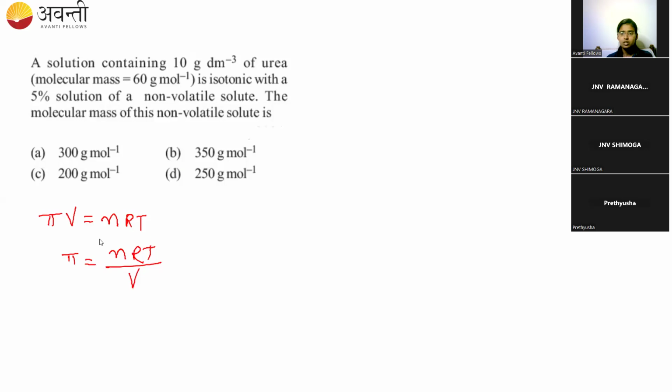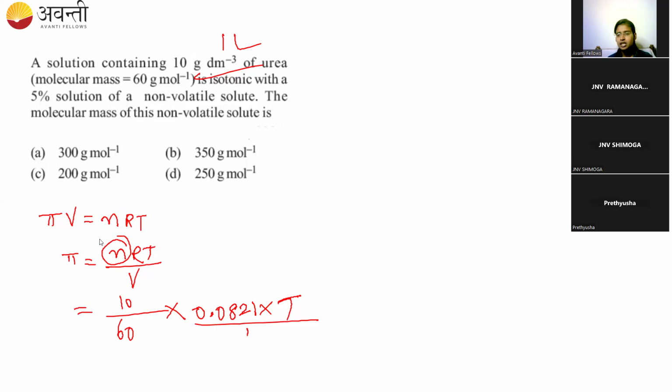The number of moles can be written as mass by molar mass. So the mass is 10 and the molar mass is 60, into R value 0.0821, into temperature. 1 decimeter cube is nothing but 1 liter. So the volume is taken as 1 liter, so I can put that volume at the denominator, or I can leave that also.